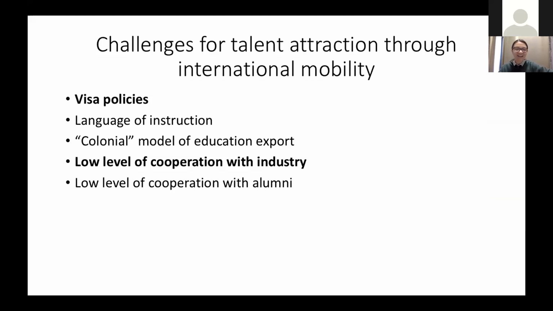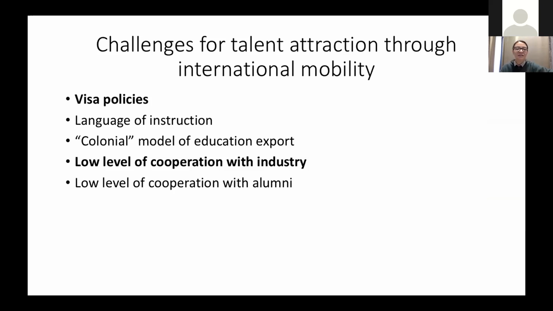The second challenge for talent attraction is language of instruction. Still, despite multiple initiatives, education in Russia is not exactly internationalized, except the top institutions, and therefore the language of instruction remains Russian, and for many students it is a challenge, and it is a reason for them to pursue education in another country.